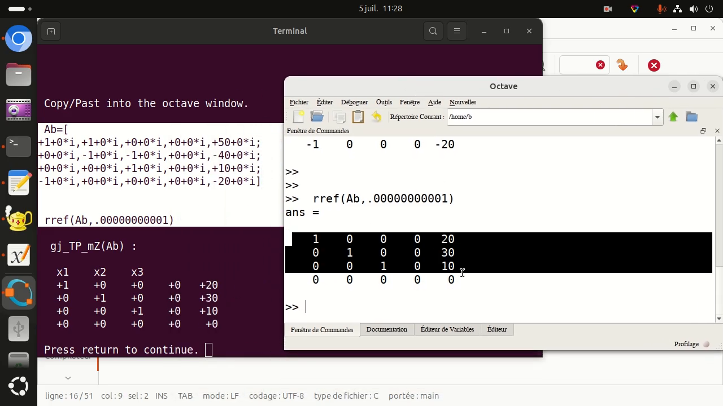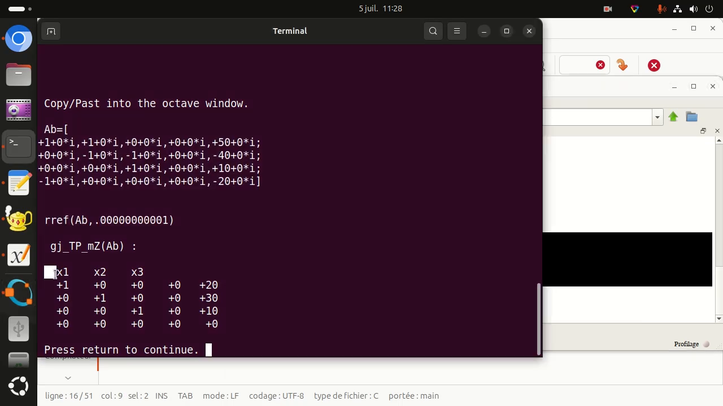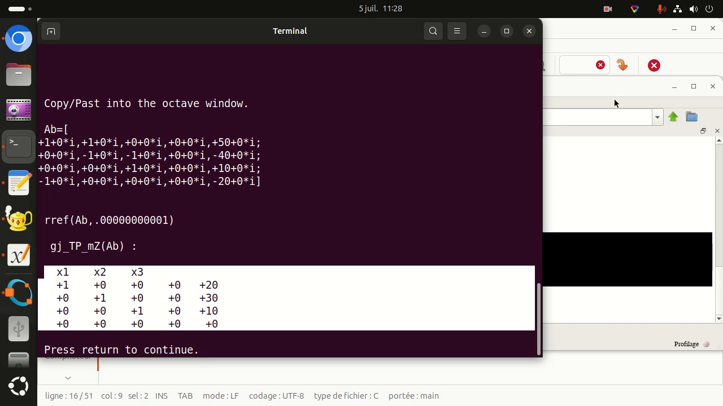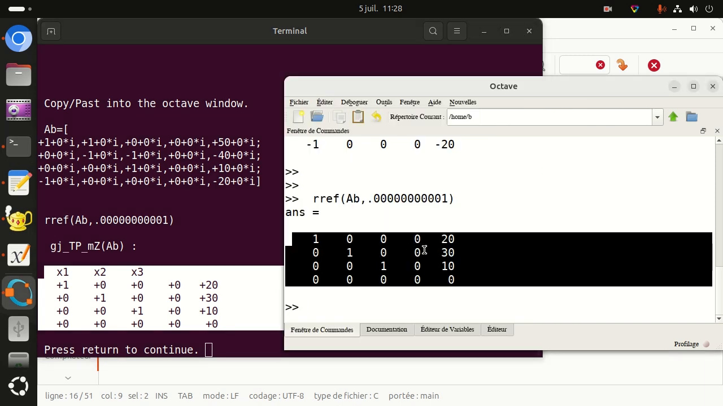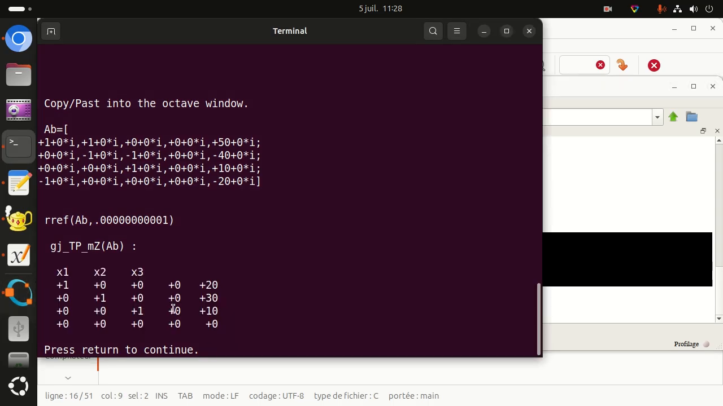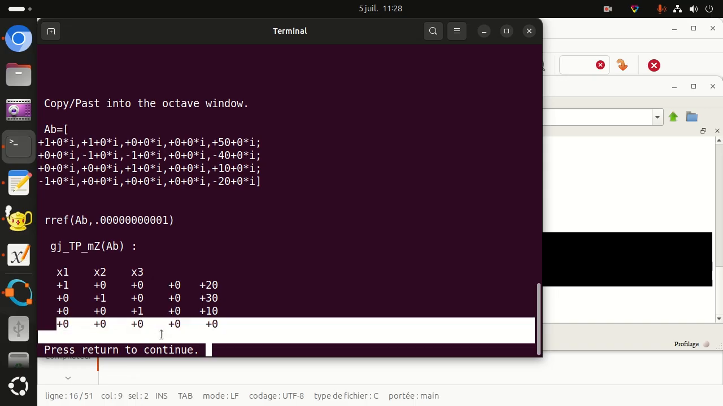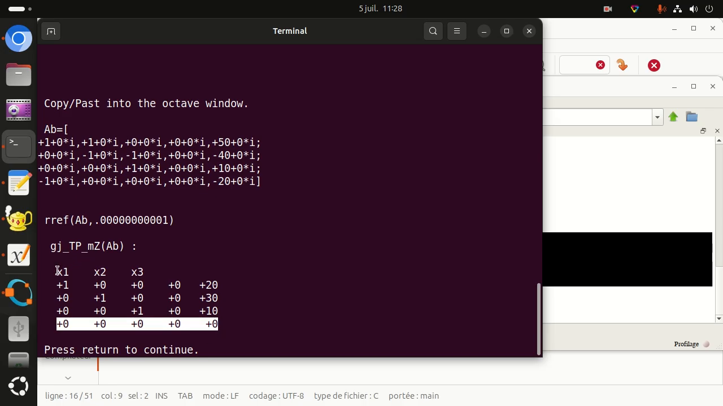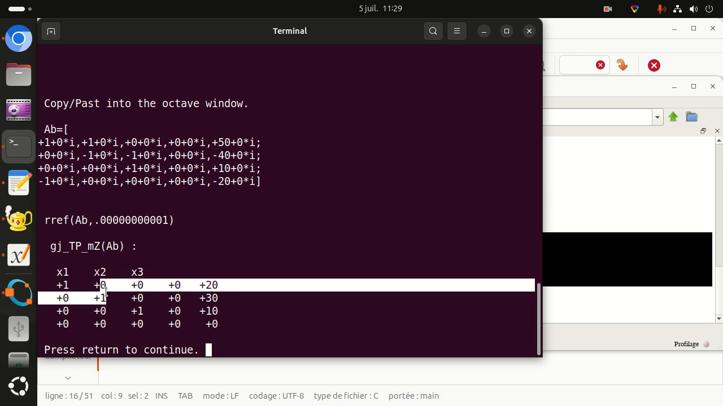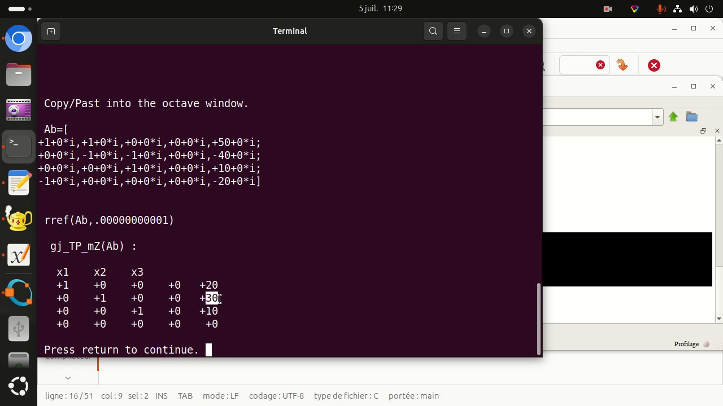This is the result given by Octave, and this is my result. You have the same values. You can see you have here the column of 0, and a line of 0. Why? Because I have only 3 unknowns, so also only 3 values. x1 is 20, x2 is 30, and x3 is 10.